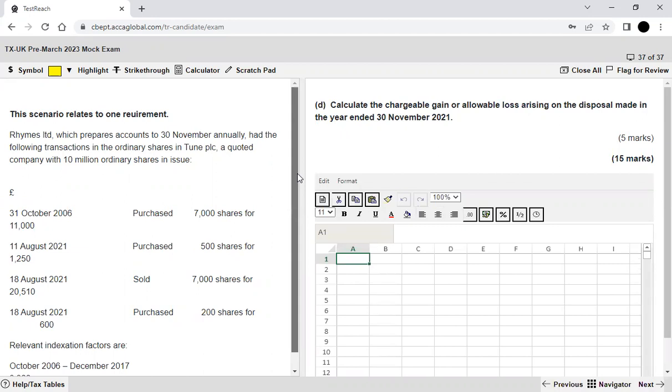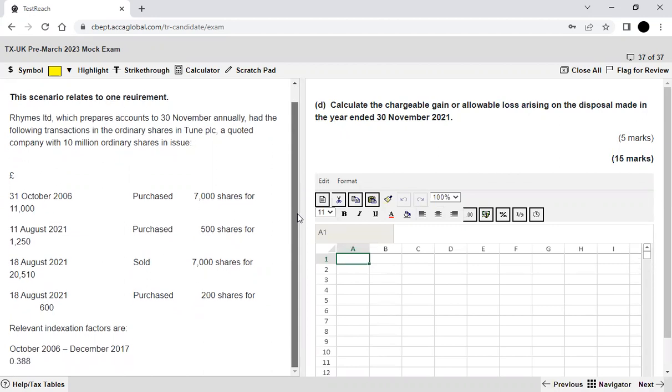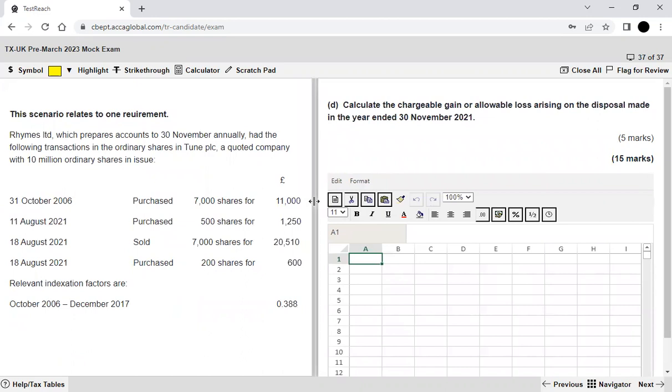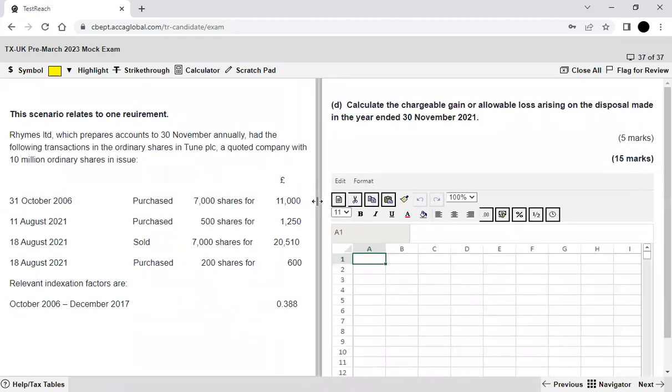Rhymes Limited prepare accounts to 30th November annually. Had the following transactions in the ordinary shares in Tune PLC, a quoted company with 10 million ordinary shares in it. Calculate the chargeable gain or allowable loss arising on the disposal made in the year to 30th November 2021. Fine.